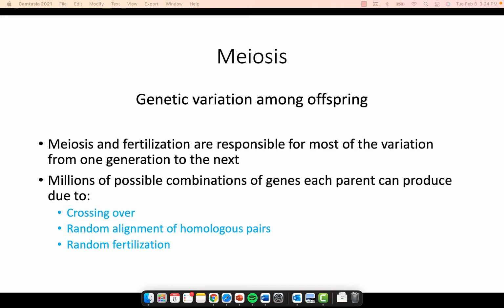So genetic variation among offspring is created via meiosis. Meiosis and fertilization are responsible for most of the variation from one generation to the next. And there are millions of possible combinations of genes that each parent can produce due to 3 different concepts that we're going to talk about: crossing over, random alignment of those homologous pairs, and random fertilization.